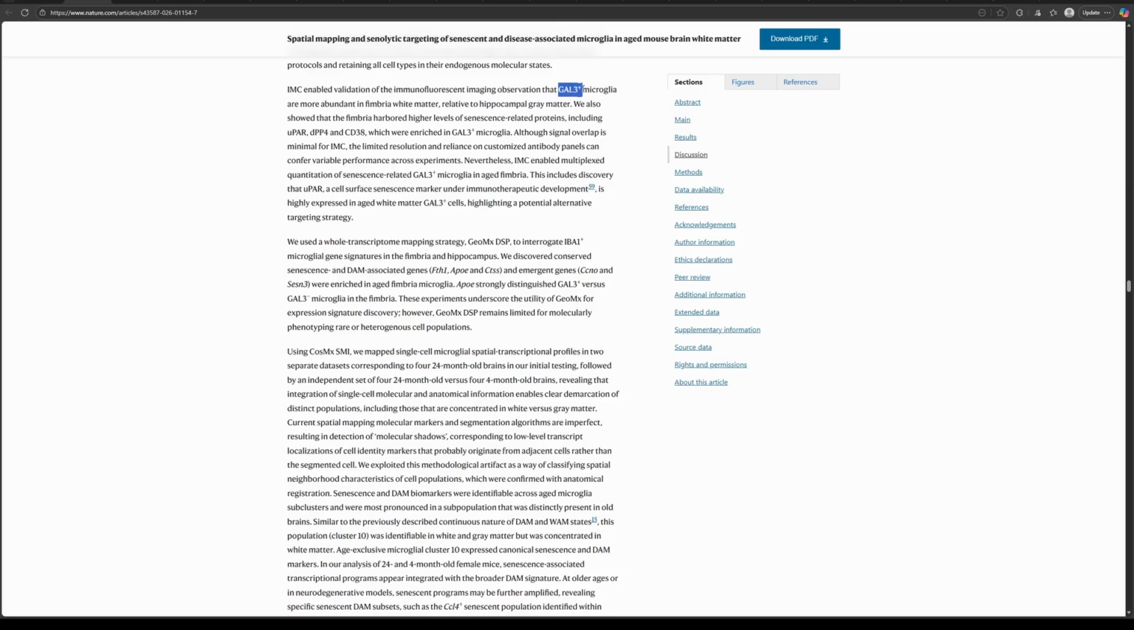Gal3 plus again is important. It is more common in white matter than in gray matter. You know what? I might just do that. Instead of reading it directly, I might just summarize from now on. Okay, the fimbria specifically had more senescence proteins.